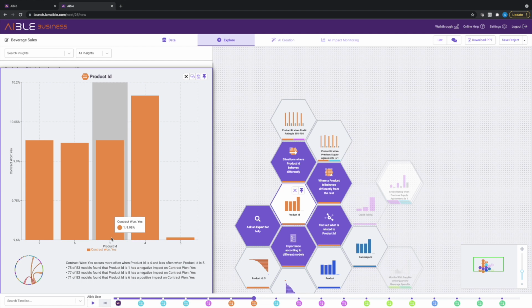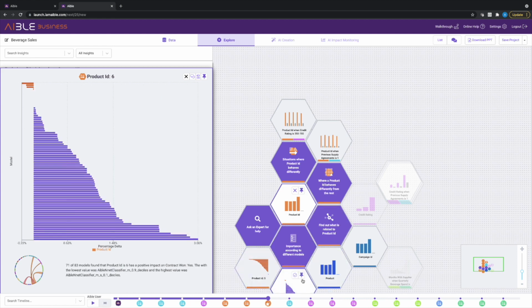So once you control for who the customer was, how long the customer engaged with us, what their credit rating was, once you've controlled for all those factors, it turns out that for product ID 1, many of the models are considering it to be bad. And product ID 5, yes, many of them are considering it to be bad as well. So that matches with the descriptive world. And there are also cases where product ID 6 has a negative impact, which is being highlighted. And down here, you'll see Aible pointing these things out.